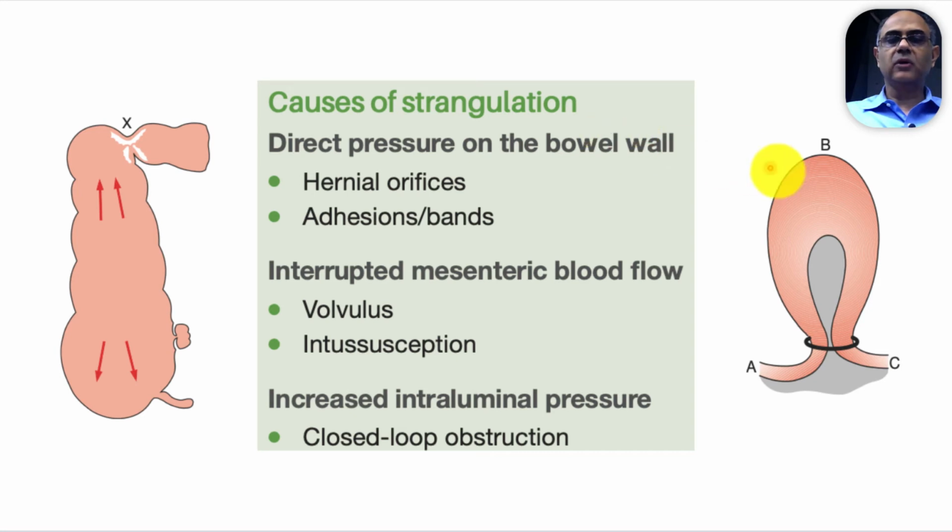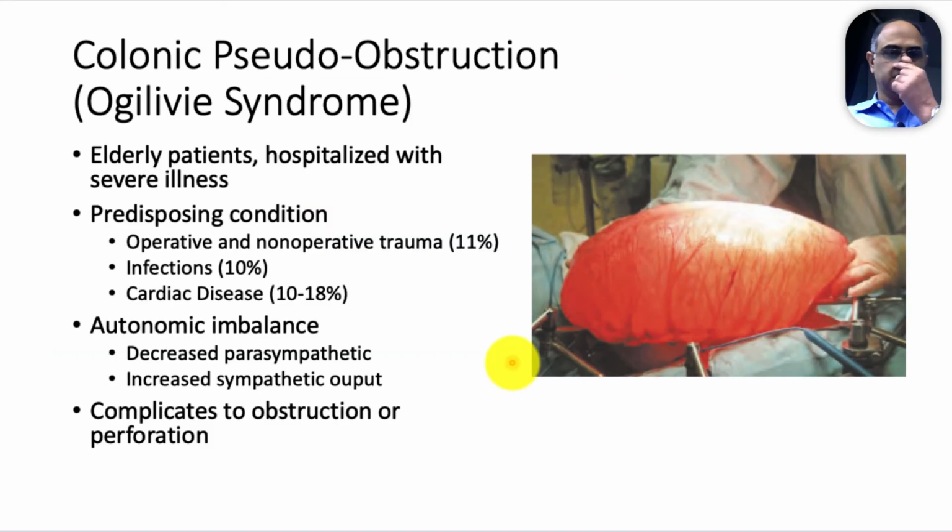So what are the main causes of strangulation, which is the most fearsome complication in any intestinal obstruction? Hernial orifices. Hernias, as I told you, are a very common cause of obstruction. And why do we operate on a hernia even if it is asymptomatic? Because we are afraid that it might get obstructed and later get strangulated. Then volvulus, intussusception and closed loop obstruction.